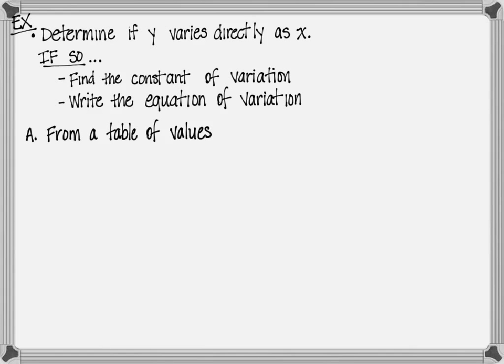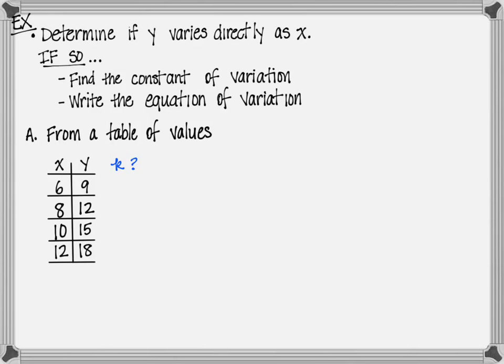I have two examples here. The first one is using a table of values. So we have this t-table of values, with our x's, our inputs, and our outputs. We are trying to determine whether there is a k. If each one of these has the exact same k, then it is definitely true that y varies directly as x. So we look at y divided by x for each of these ordered pairs.